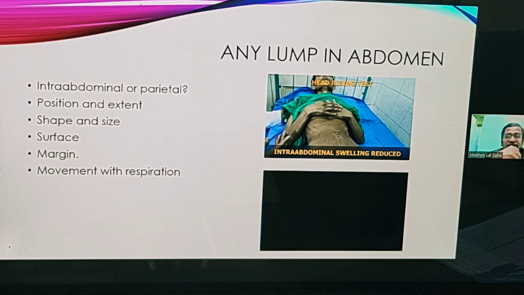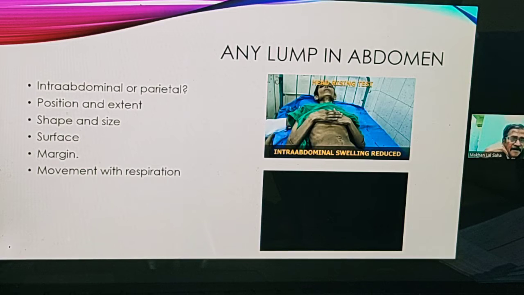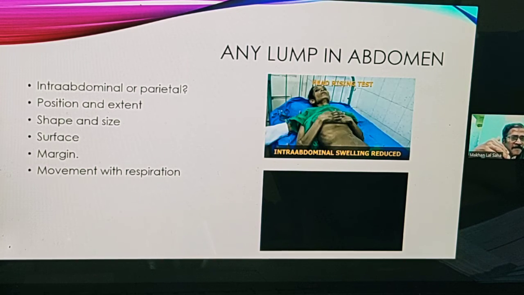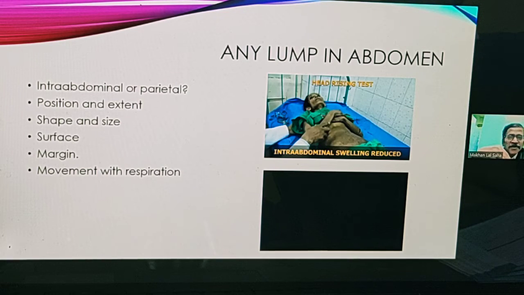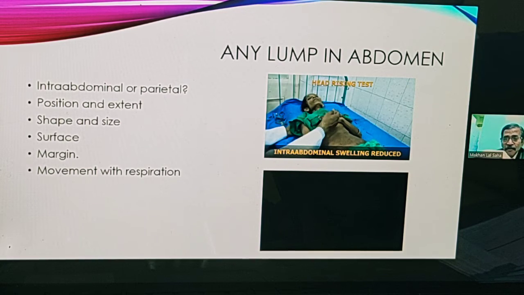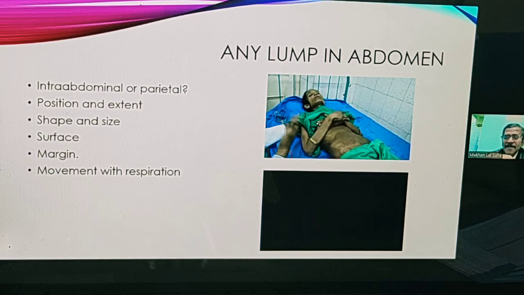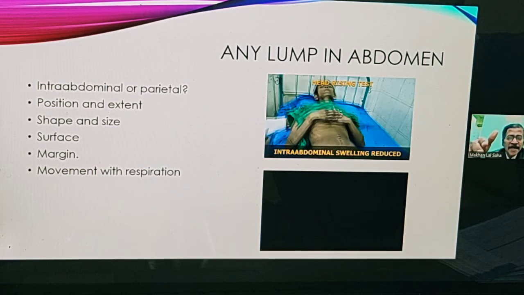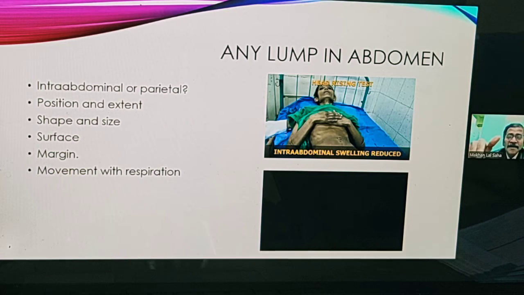Then, if there is a lump in the abdomen, we should note some points about the lump of the abdomen. So the first point to decide in the lump is whether the lump is intra-abdominal or parietal. That you ascertain by head raising test. You ask the patient to raise. You see the lump is, this patient has got a lump which becomes less prominent on head raising test.